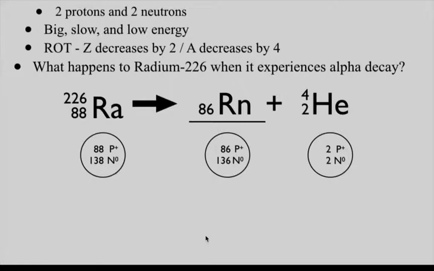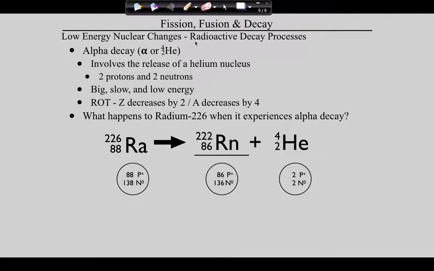The answer is scary. So, now guys, this no longer weighs 226. So, 86 plus 136 is 222. Now guys, let's have the aha moment. You ready? Take a look. What happened to the bottom number Z? It went down by 2. What happened to the top number A? Do you get it?